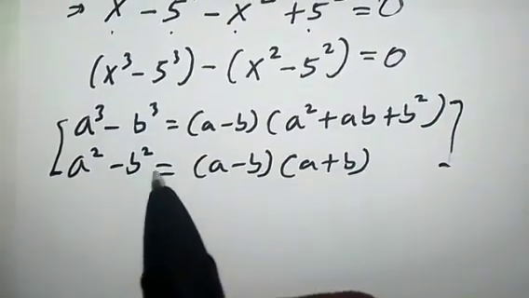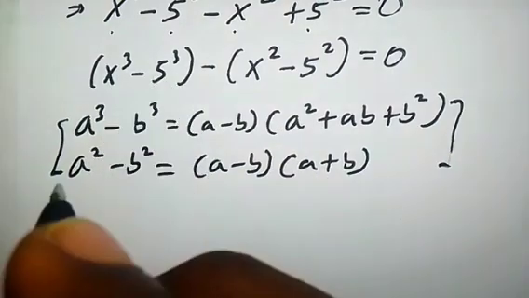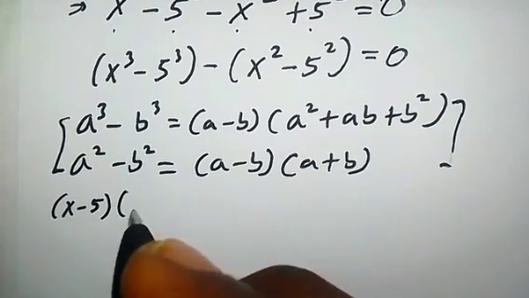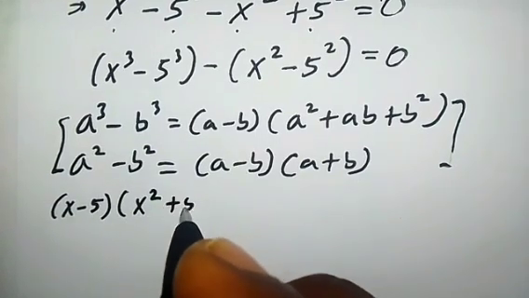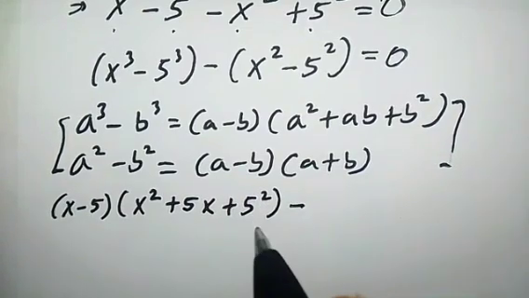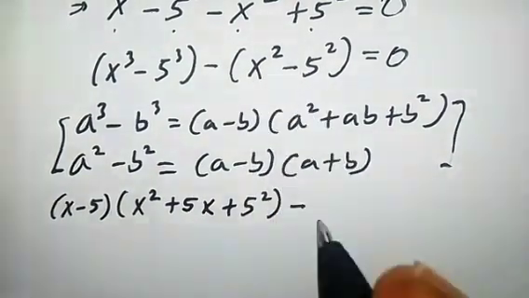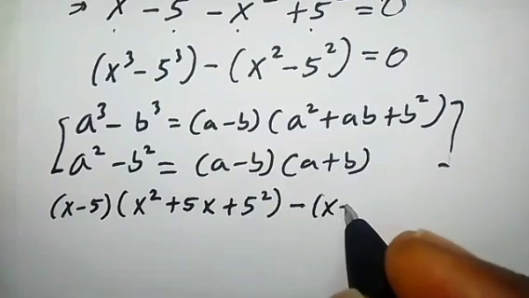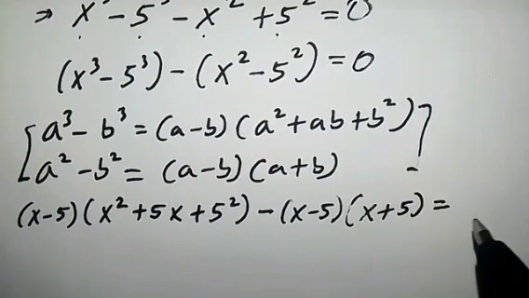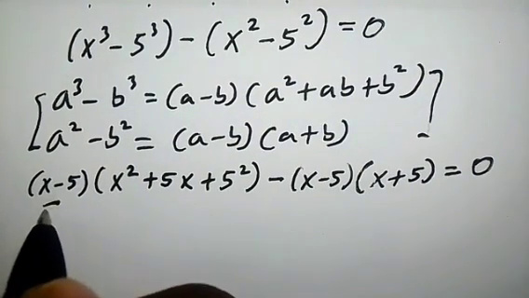Now, let's first apply this identity to this one. Doing that, we're going to have x minus 5 times x squared plus 5x plus 5 squared, minus. Now, applying this second identity to this one, we're going to have x minus 5 times x plus 5 equal to 0. You will observe that x minus 5 is common.